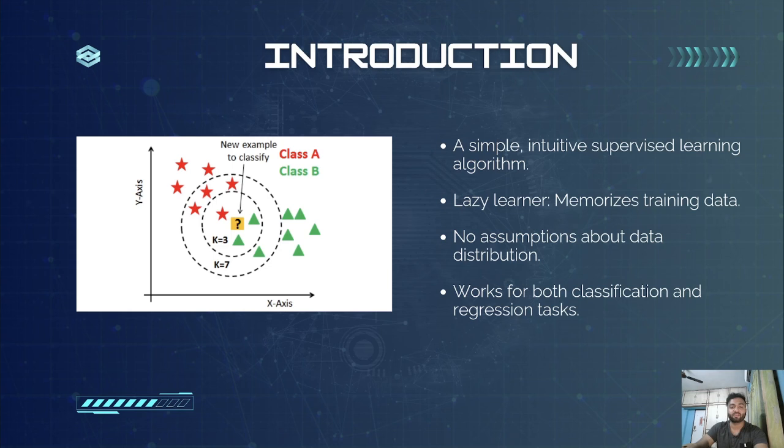KNN works for both classification, where we predict a discrete label, and regression, where we predict continuous outcomes. At its core, KNN is built around one simple idea: you are most similar to those closest to you.